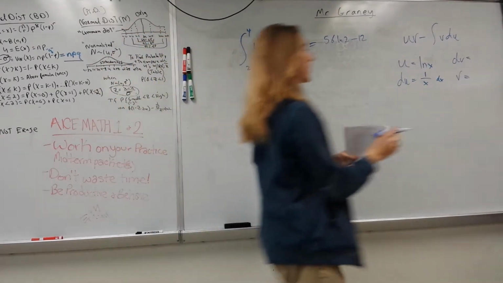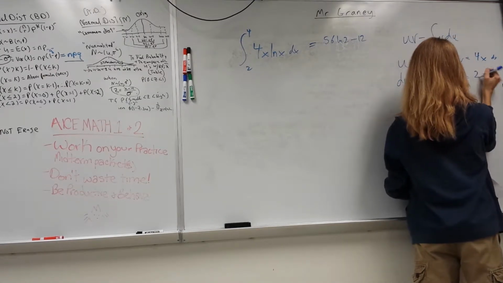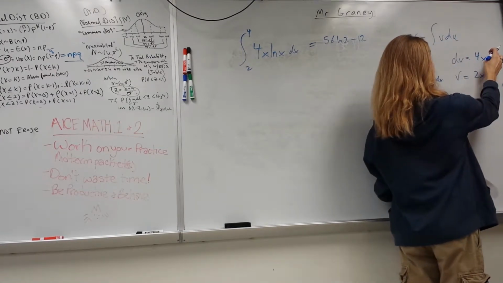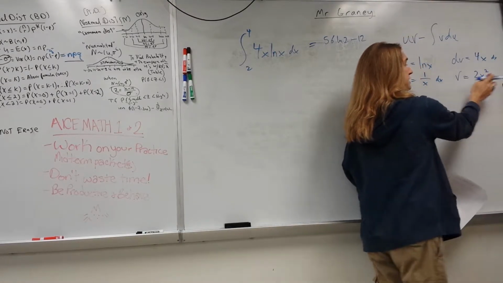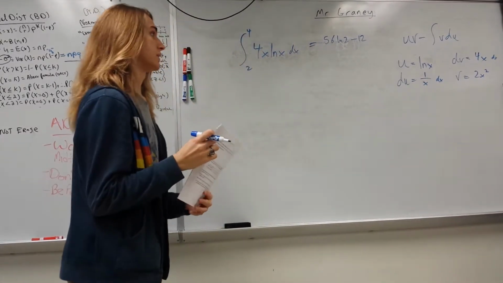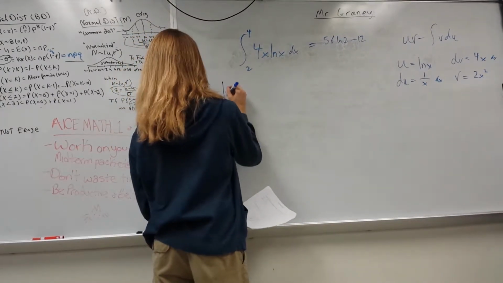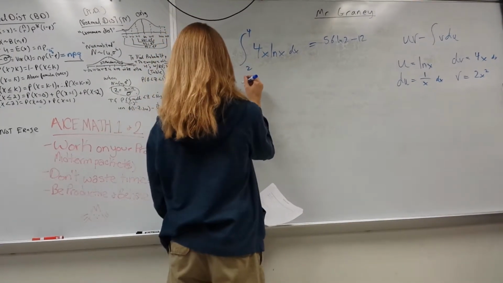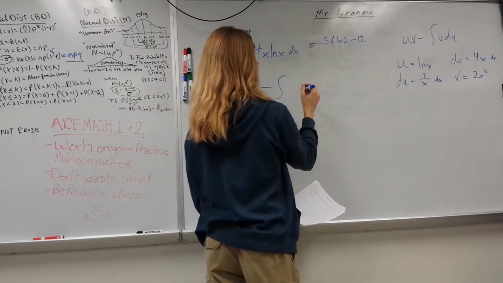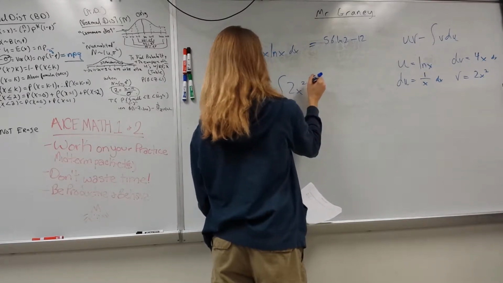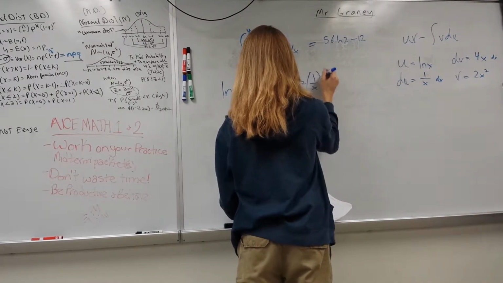dv is going to be the other term, 4x. And now you need to integrate that one. When you integrate it, you get 2x squared because you add 1 to the exponent, bring it down to the bottom. So 1 goes to 2, put it underneath, and then divide, it becomes 2x squared. So now you have this to make up the formula: uv, so ln of x times v, 2x squared, minus the integral of v du, which is 2x squared times 1 over x.